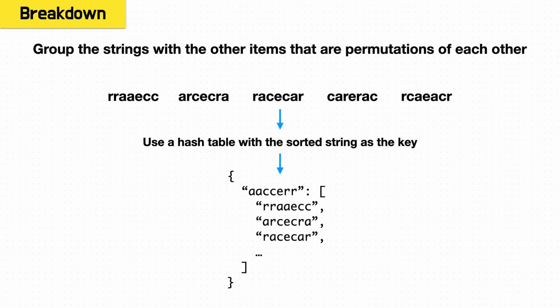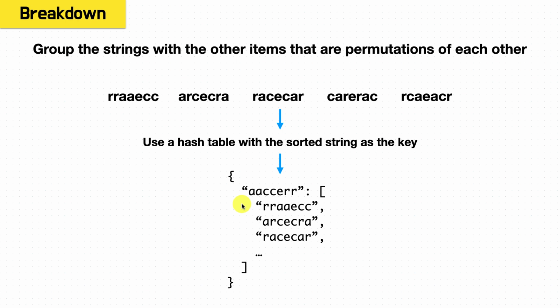If we sort the strings, we can take the sorted version as the key to a hash table, and then the value is going to be the array of the unsorted strings, so this will allow us to group the ones in their original order, but by sorting it, we know that they must be grouped together.